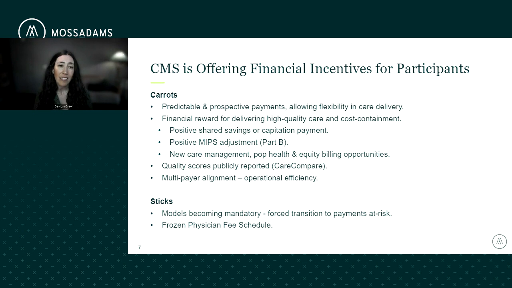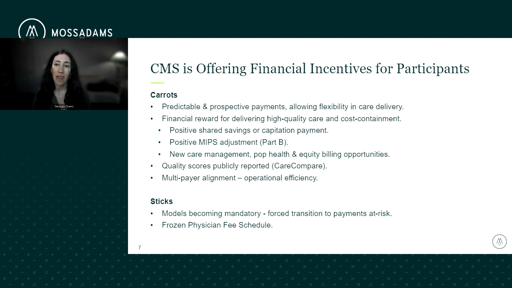So carrots in these models: predictable and prospective payments, giving providers more flexibility in how they deliver care, giving financial rewards to organizations that can deliver high quality and can contain the total cost of care. There's payment enhancements within each program. And there's also the MIPS program.